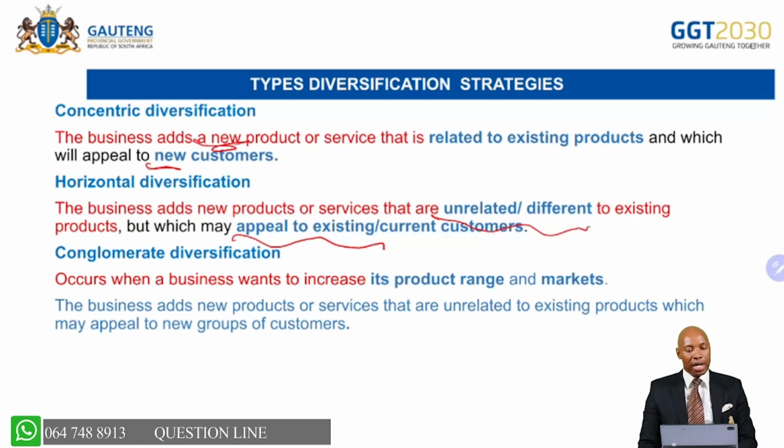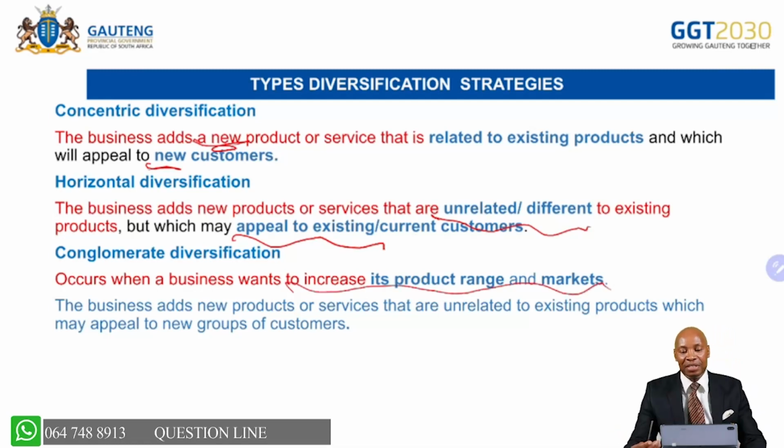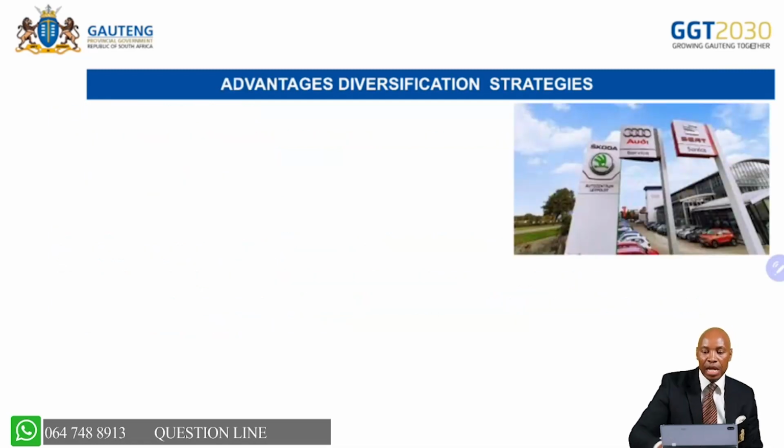Then we take the last one, the conglomerate diversification. Now with your conglomerate diversification, what is happening? It occurs when the business wants to increase its product range because it's a diversification strategy. Now you differentiate the products that you are selling. You are not selling only one product, because we have realized that by selling only this product, I do not get profit. It does not increase my market share. Therefore, you have to do what? Differentiate your product. You will see, as we get to the advantages of diversification strategy, what is good about the diversification strategy.